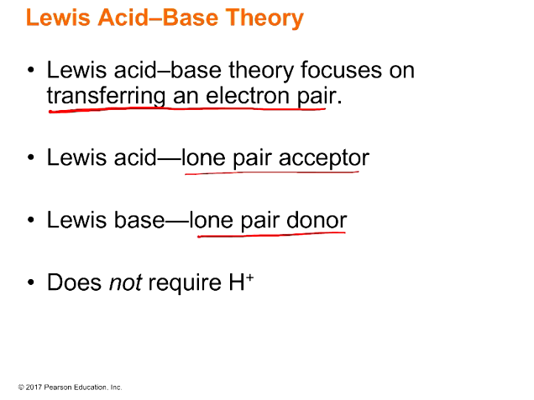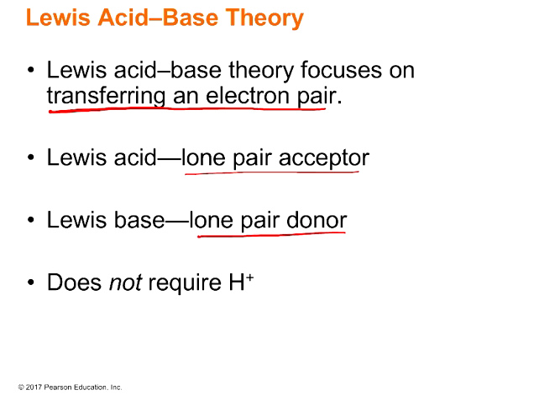Again, this theory does not require hydrogen ions in order to define an acid-base reaction. Now this does come in handy, especially for acids, because some acids don't have protons, but they can still act as acids. And in fact, we did see an example of that. We saw that aluminum 3+ can be an acid because it is a small, highly charged metal.